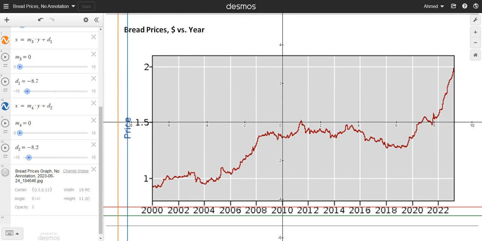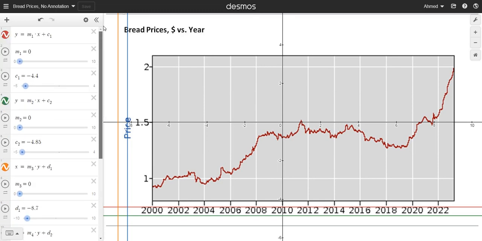So that was how I did it, but I've used a slightly different approach here. I imported the picture into Desmos. And here's what I did. So you can see the picture in front of you. I added four straight lines to the picture. So this orange and blue and the red and green are straight lines.